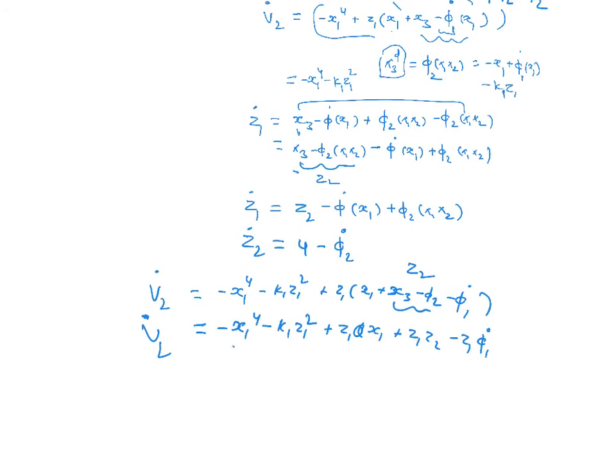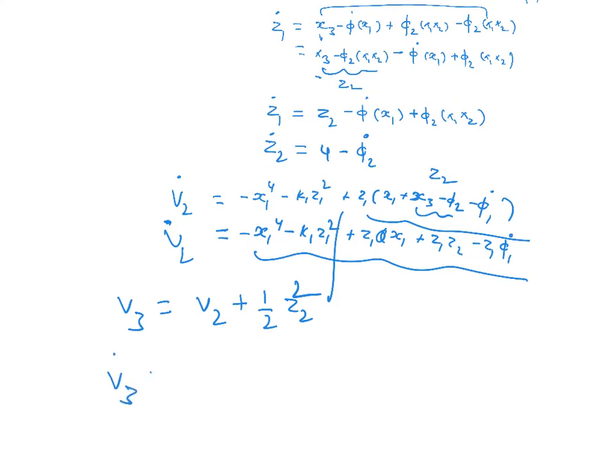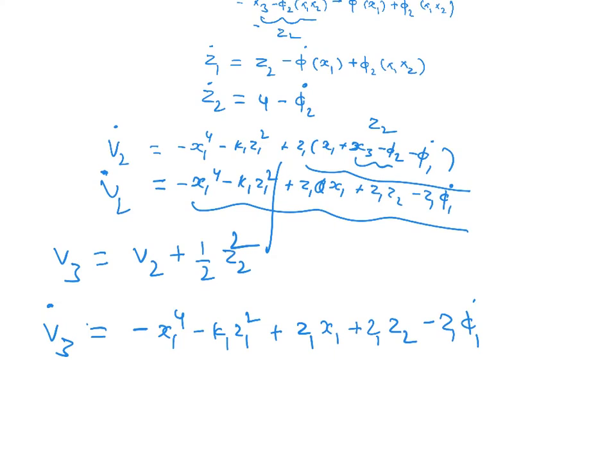Okay. So till here we are okay, right? This ugly term comes here. Now we can decide our v3. v3 will be v2 plus half z2 squared, right? And then when you do that, v3 dot will be v2 dot, which is this, minus x1^4 minus k1 z1 squared plus z1 x1 plus z1 z2 minus z1 phi1 dot, and now z2 into z2 dot, and z2 dot is u minus phi2 dot, right?